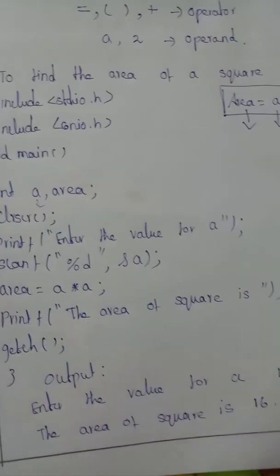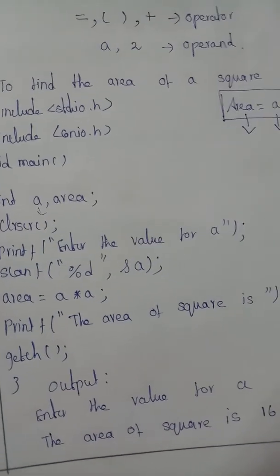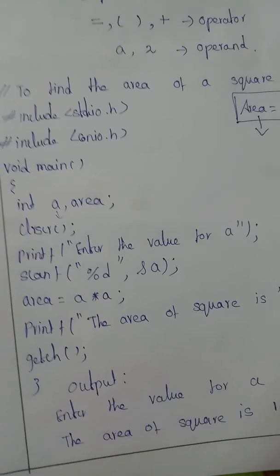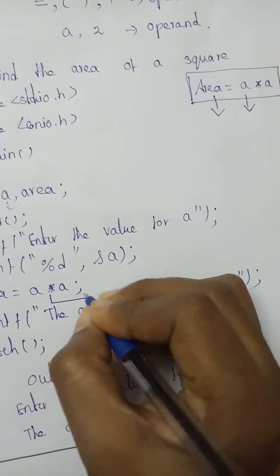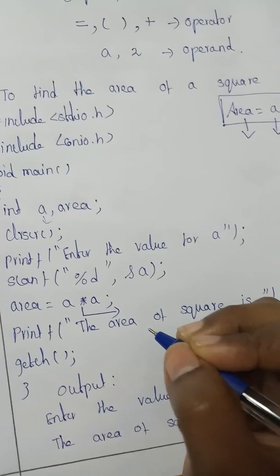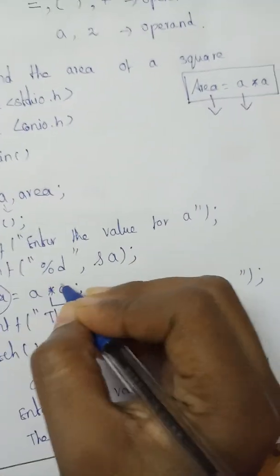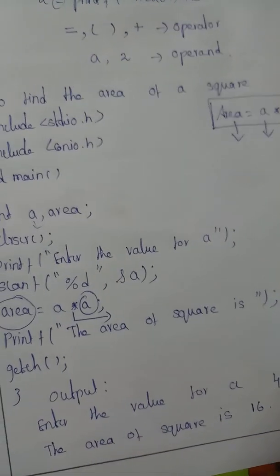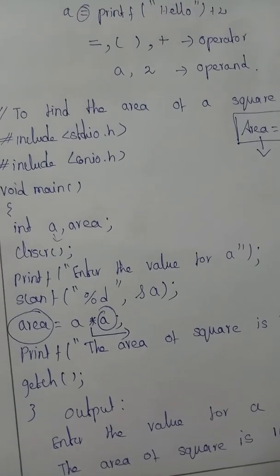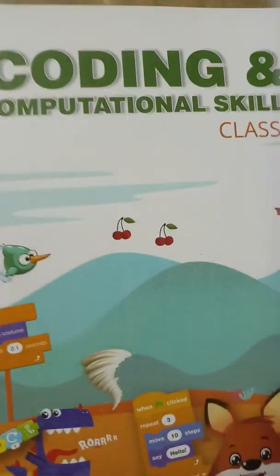So here, what is the operator in this program? This multiplication symbol is the operator, and the operands are area and a. Area and a are the operands. Okay, this is the example for operators. And then classification of operators.